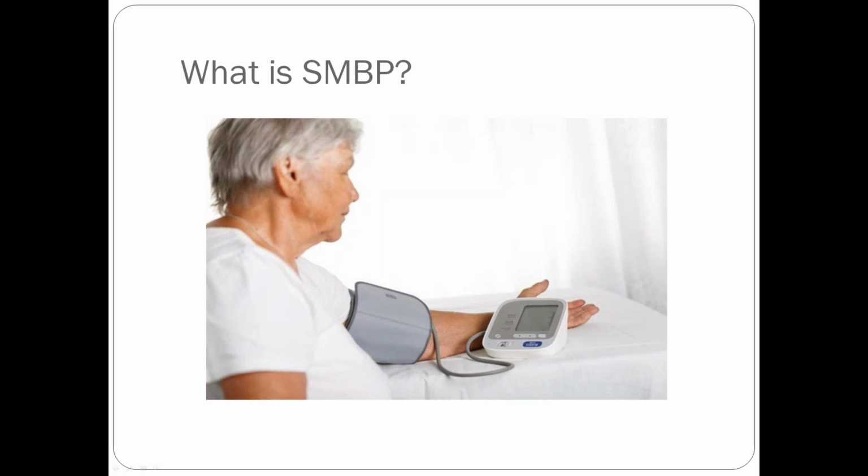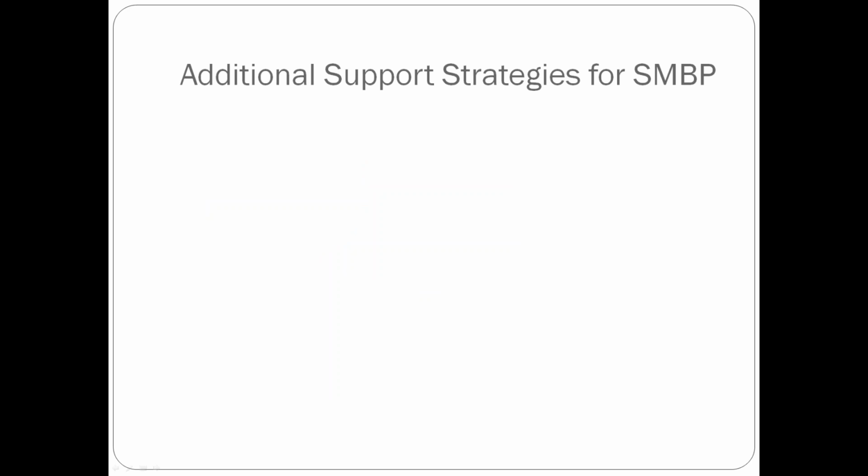The Agency for Healthcare Research and Quality, or AHRQ, found strong evidence that self-monitored blood pressure plus additional support was more effective than usual care in lowering blood pressure among patients with hypertension. The AHRQ found that 3 sessions of additional support within 6 months was the minimum to impact health behavior. So what does additional support look like?